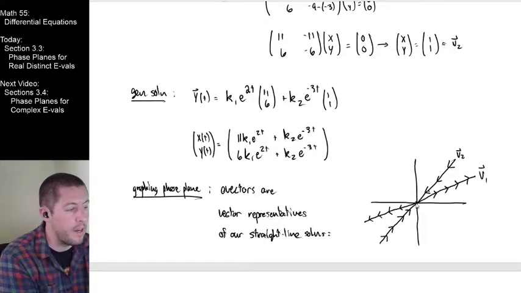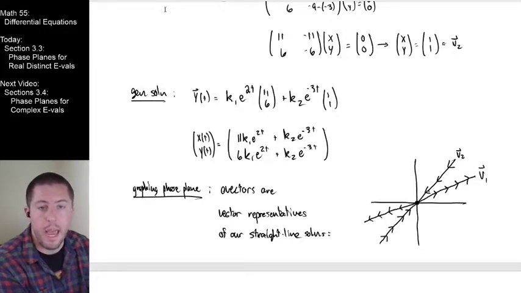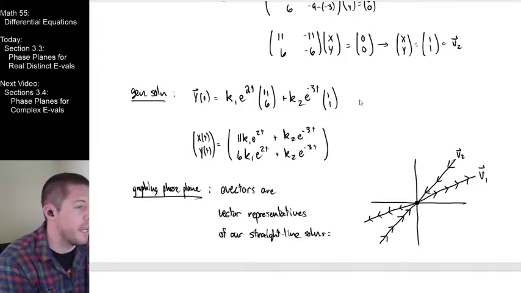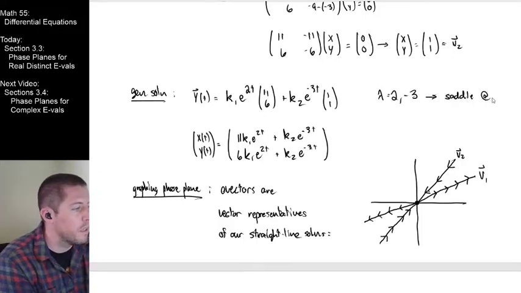So notice that once again, our equilibrium at 0, 0 has two straight line solutions passing through it, one that's growing and one that's decaying. That says to me we're going to get a saddle, right? So I'm going to say lambda equals 2 and negative 3 implies a saddle at the origin.